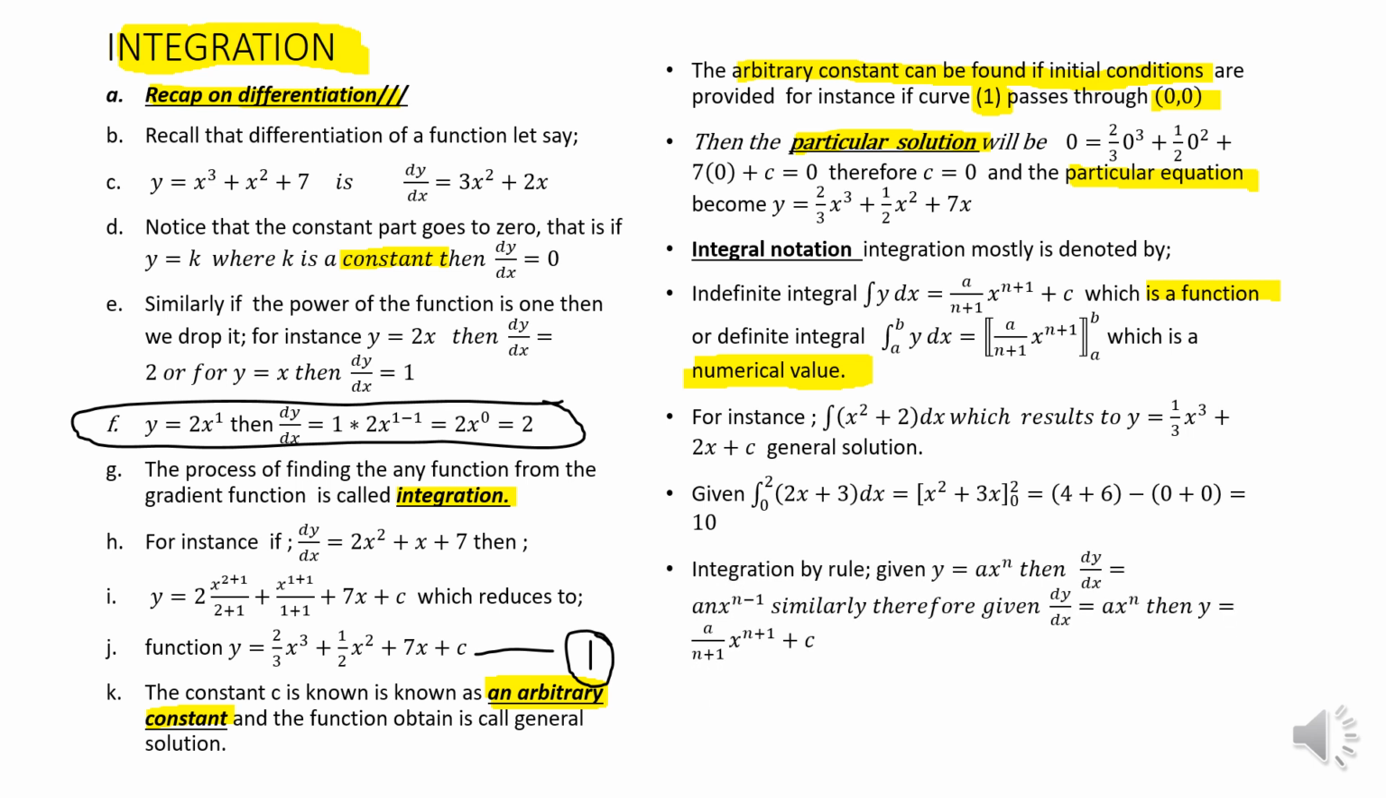Now integration actually can be applied. We can approach integration by this rule, that if you're given dy/dx equals a x^n, then y equals add 1 to the power to be n plus 1, and then divide by the resulting power, and then add a constant c, which for this case we refer to as an arbitrary constant. I believe that lesson has enabled you to have an insight on how to integrate different functions.